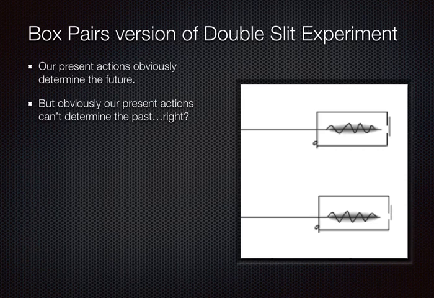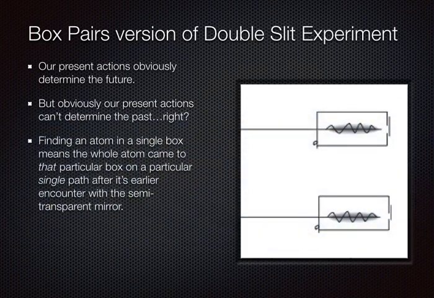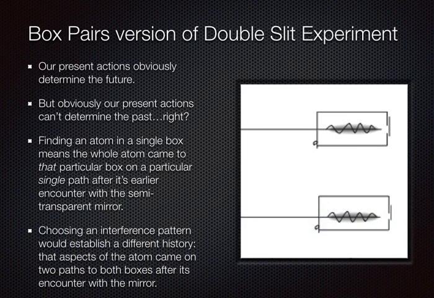So logically, if we have free will, then it would make sense that finding an atom in a single box means the whole atom came to that particular box on a particular single path after its earlier encounter with the semi-transparent mirror. So choosing an interference pattern would establish a different history, that aspects of the atom came on two paths to both boxes after its encounter with the mirror.